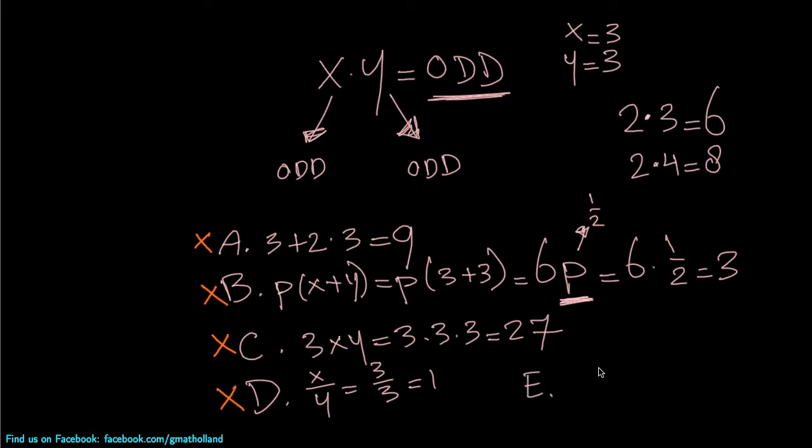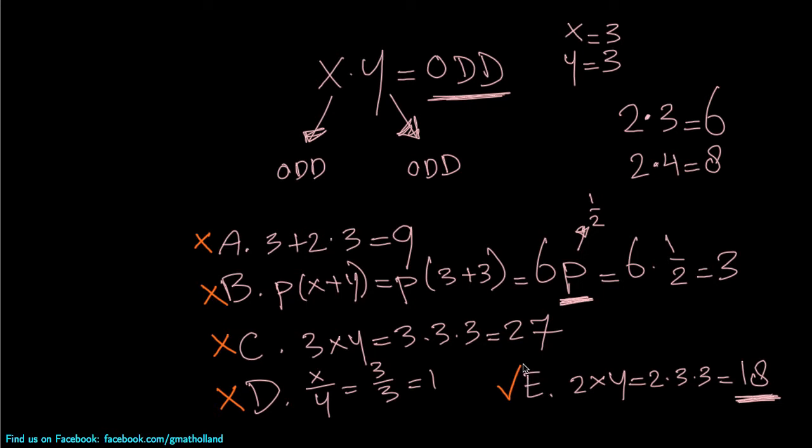Finally, E, we have 2 times x times y, which is 2 times 3 times 3, which is 2 times 3 is 6 times 3 is 18, which is even. So your final answer is going to be the final possibility, which is E.